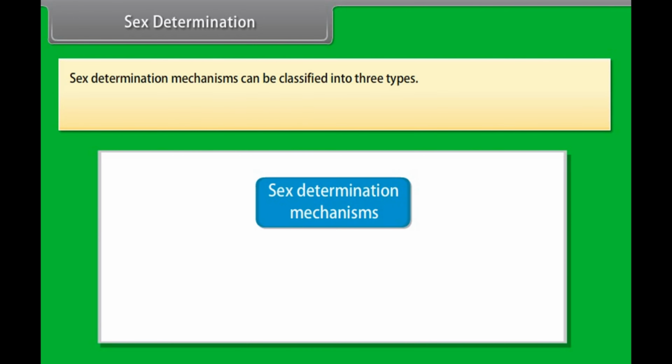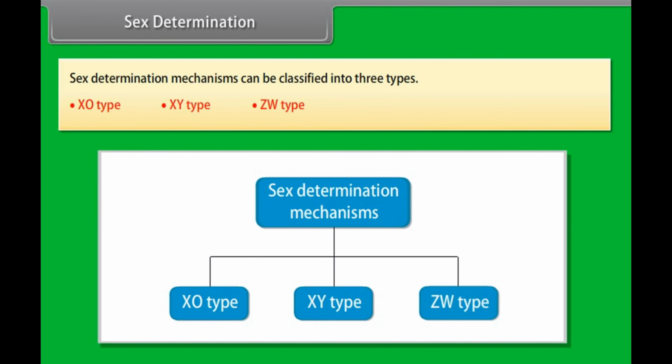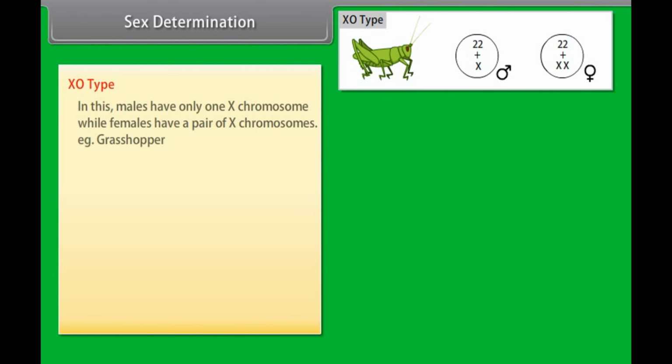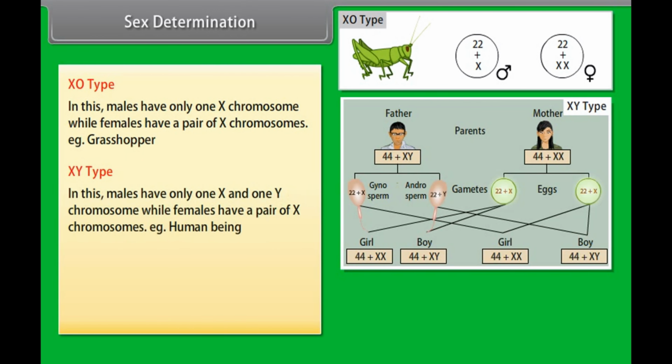Sex determination mechanisms can be classified into three types: XO type, XY type, and ZW type. XO type: in this, males have only one X chromosome, while females have a pair of X chromosomes. Example, grasshopper. XY type: in this, males have one X and one Y chromosome, while females have a pair of X chromosomes. Example, human being.